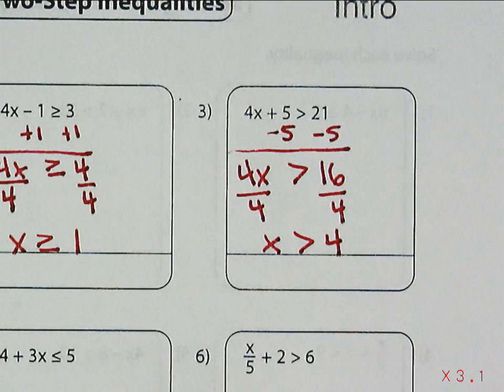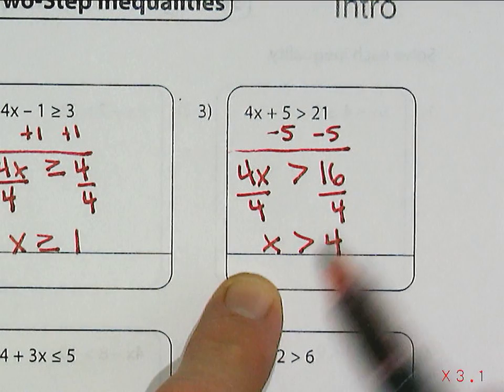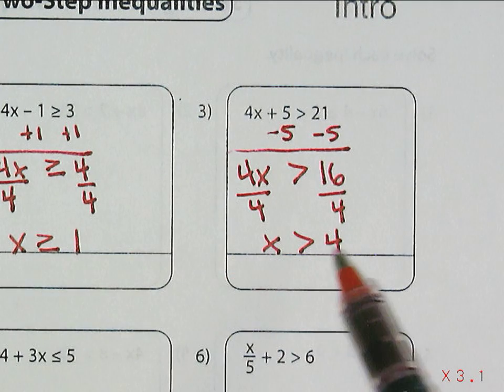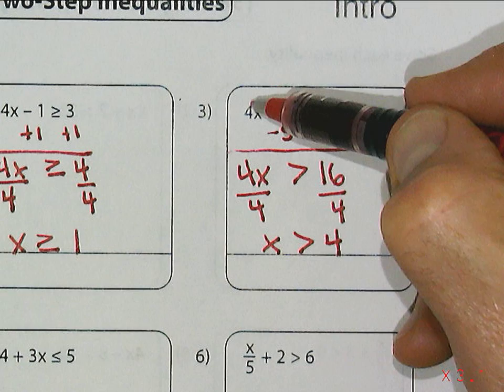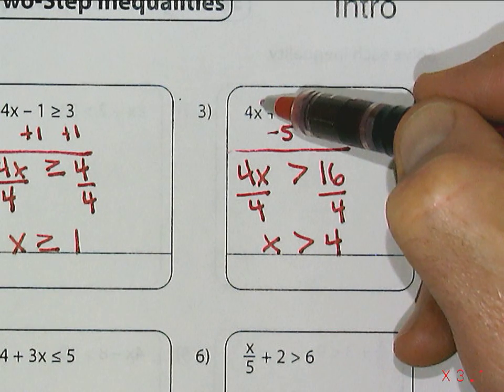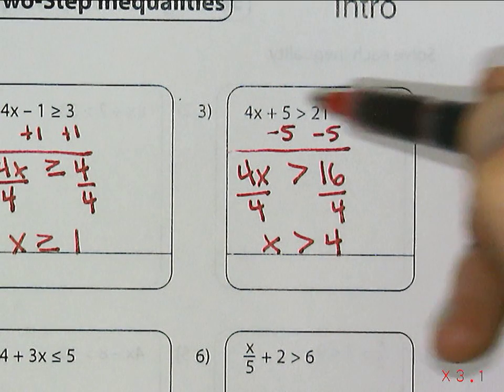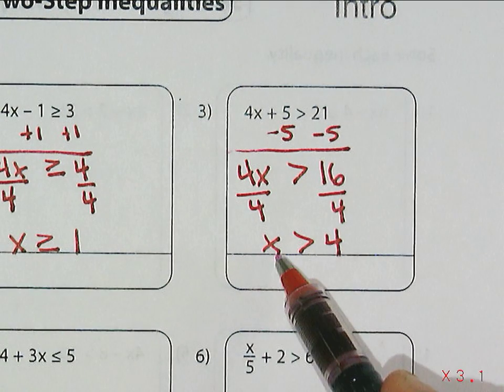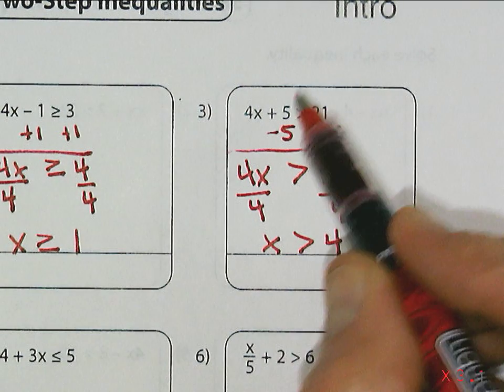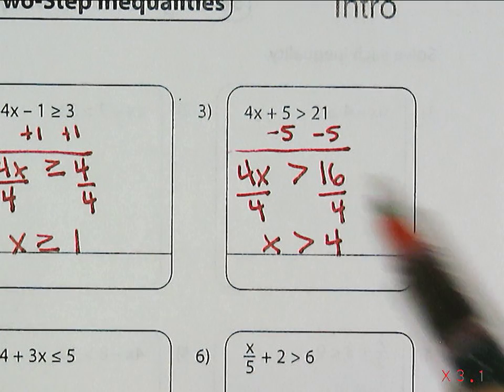And you can always go back and check on these. So if I picked a value for x that was greater than 4, like 5 is greater than 4, and I put it back in here, 4 times 5 is 20, plus 5 is 25, which makes this true. It's greater than 21. So we can see that values of x that are greater than 4 make this inequality actually work.